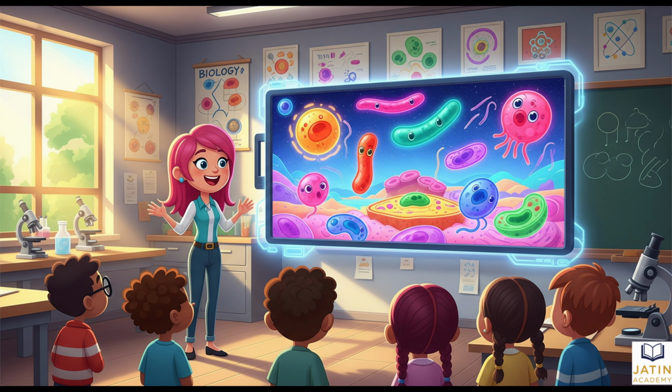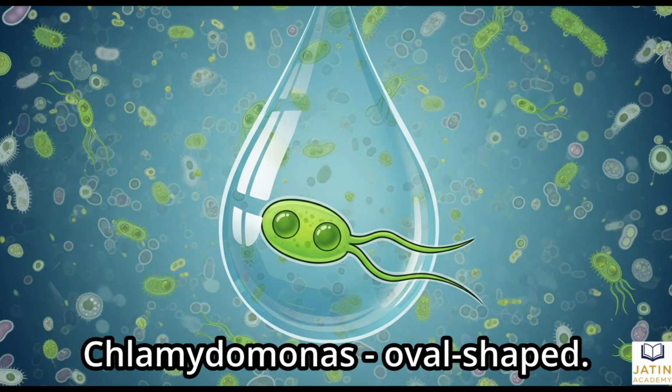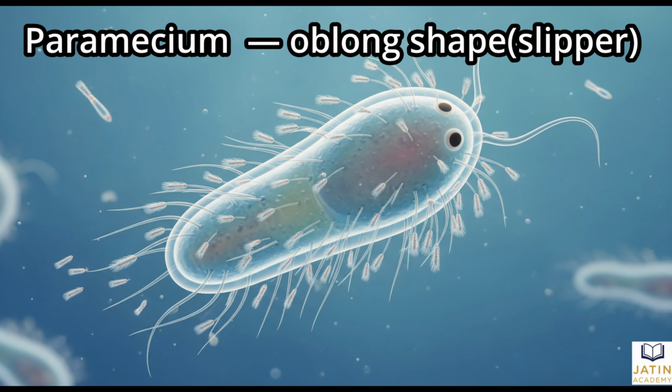Now let's talk about the shapes of cells. Just like people come in all shapes, tall, round, thin, cells too come in different forms. The body of an amoeba is completely irregular, meaning it doesn't have a fixed shape. Chlamydomonas, an organism that lives in water, is oval-shaped. Our red blood cells are also oval, so they can easily pass through even the thinnest blood vessels in the body. Now there's paramecium. It looks like a slipper. This is called an oblong shape.